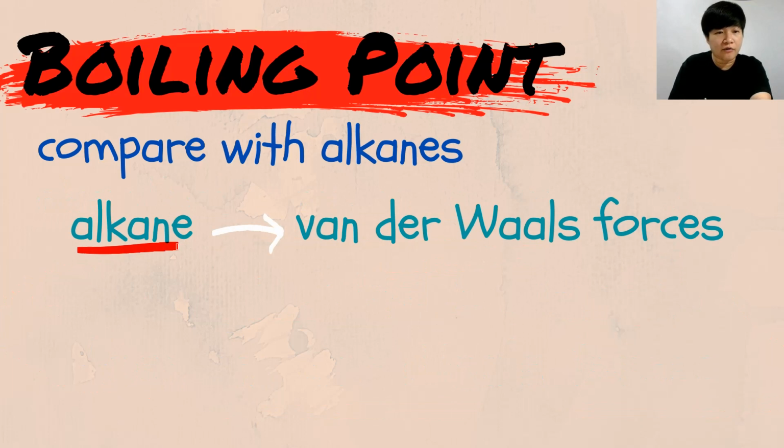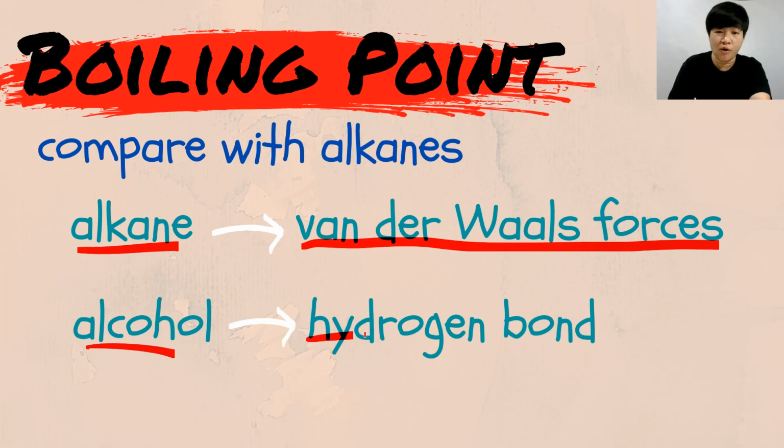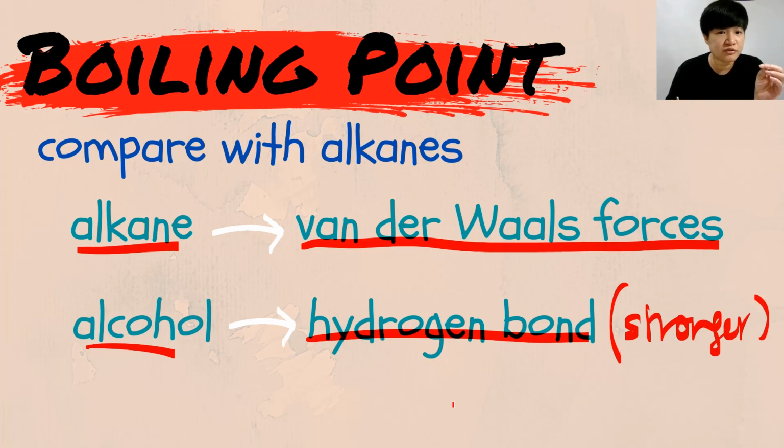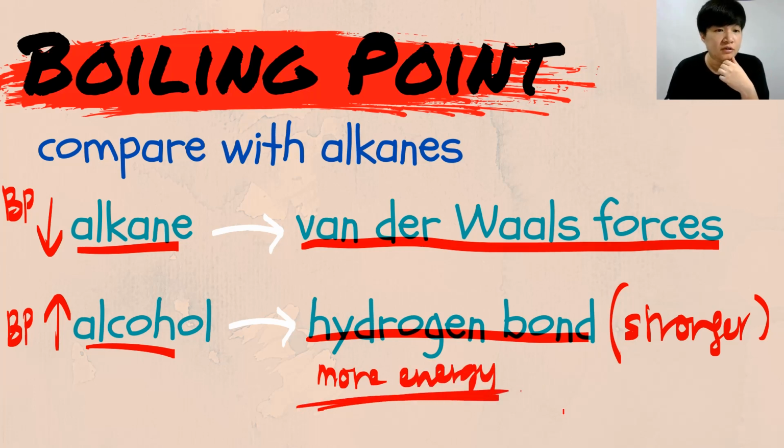We know that your alkane has only weak van der Waals forces, while your alcohol has hydrogen bond. And we know which one is stronger? Hydrogen bond is stronger. When hydrogen bond is stronger, does alcohol have a higher boiling point or does alkane? Straight away, definitely alcohol has the higher boiling point. Alkane has the lower boiling point because hydrogen bond is stronger. When hydrogen bond is stronger, you will need more energy to overcome the strong hydrogen bond. Straight away, boiling point is higher in alcohol.